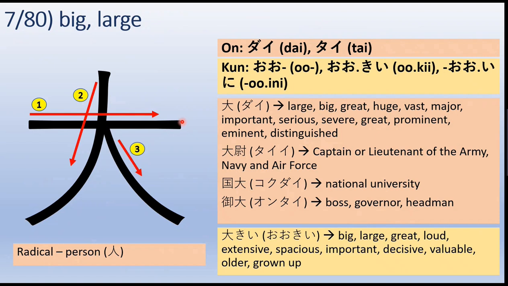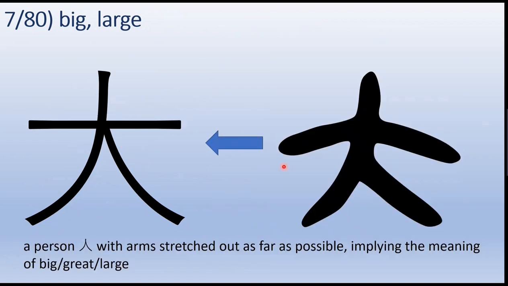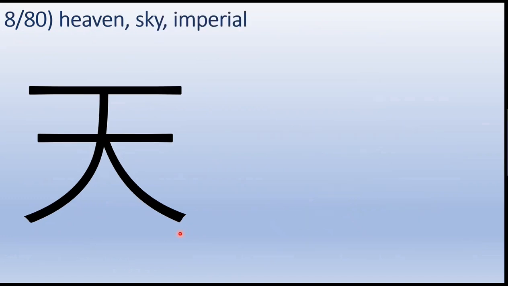And next we will see how it came. So see, this is a person. This is the person radical with arms stretched out as far as possible, like this. And this implies the meaning of being great, big, or large. So from here, this character has come. So this is big or large.